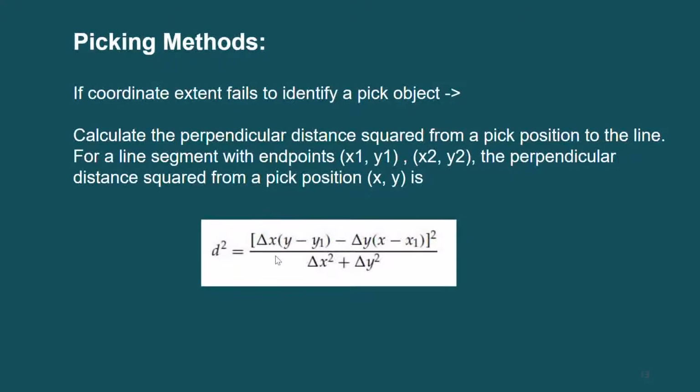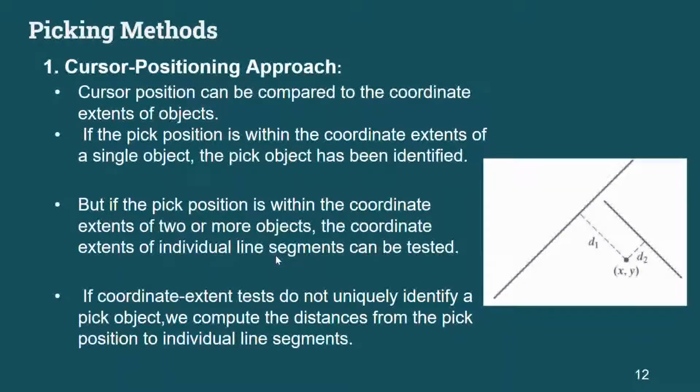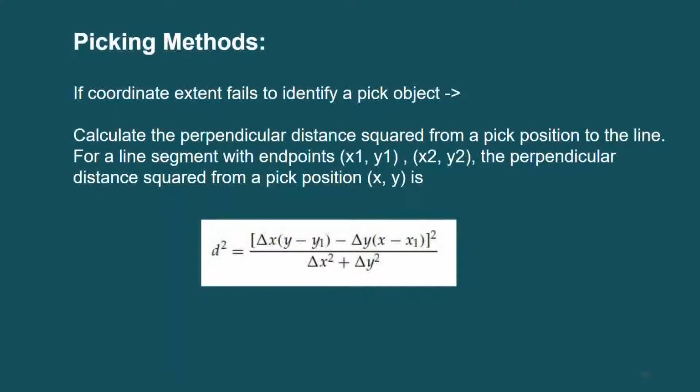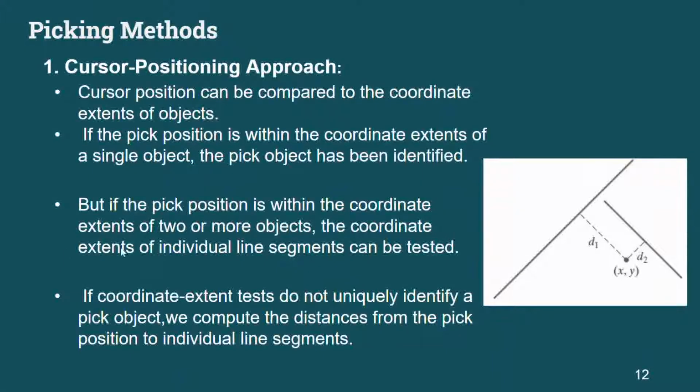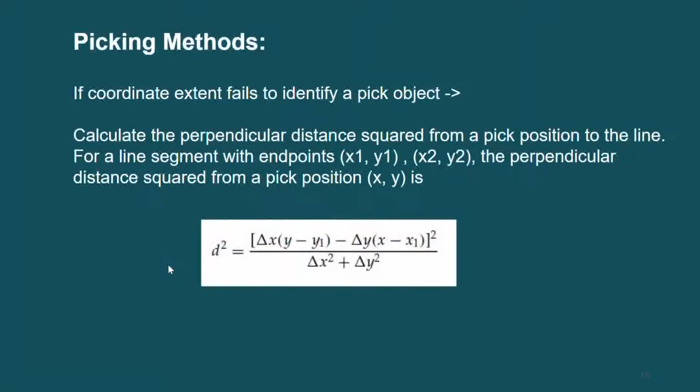And this is in case the coordinate extent test fails. So in order to decide which object we want to pick, if there are many objects or elements, we can use this approach to pick the object.